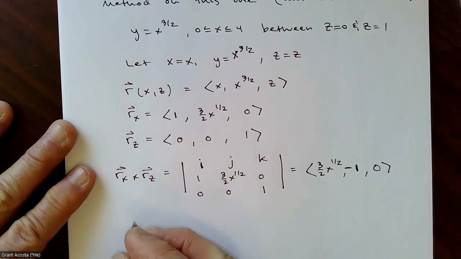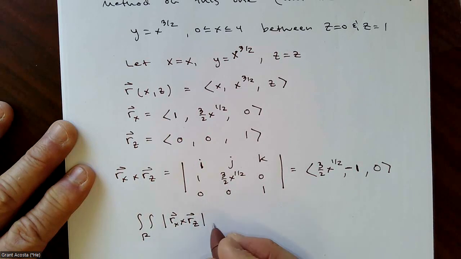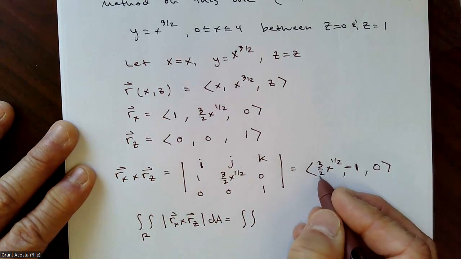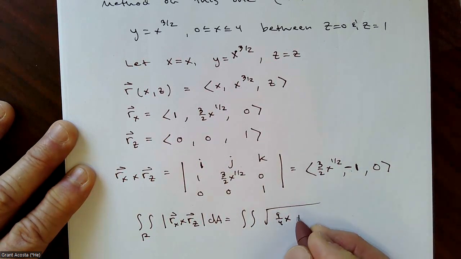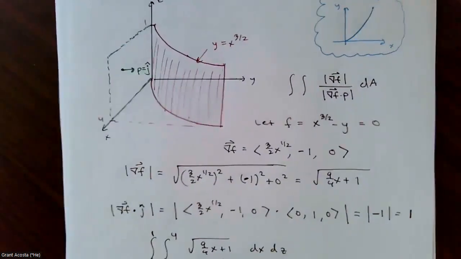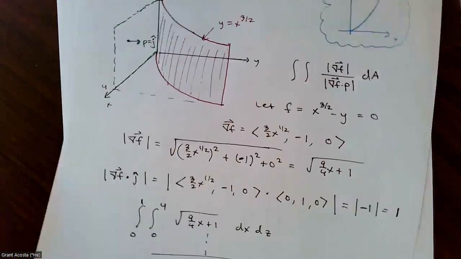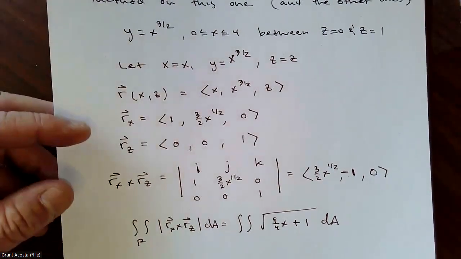And remember, with this method, you're just integrating over the region the magnitude of r sub x crossed with r sub z. What is the magnitude of that vector? Well, it's the square root of this one squared, which is going to give you 9/4 x, plus this one squared, which is going to give you 1. And you can see that is exactly the same integral, once you put limits on it, as what we got when we did the gradient method. So I find it comforting to know that for many of these surface areas, I could probably use either formula. It's just oftentimes one is easier.